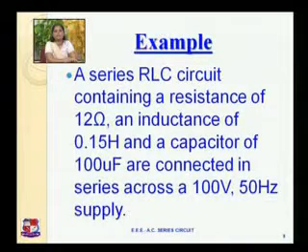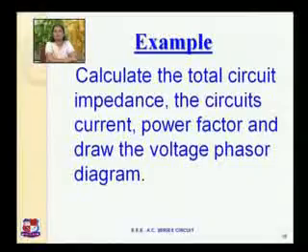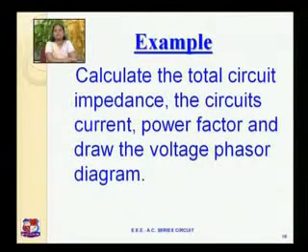Now one example is there. A series RLC circuit containing a resistance of 12 ohm, an inductance of 0.15 Henry and a capacitor of 100 microfarad are connected in series across a 100 volt 50 Hz supply. Calculate the total circuit impedance, the circuit current, the power factor, and draw the voltage phasor diagram.